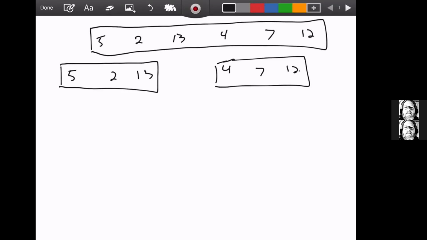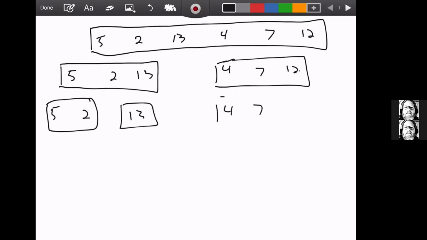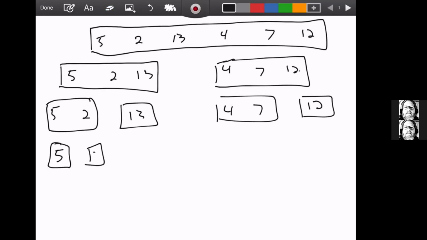Our base case is when we have 1. So we need to do it again. We divide this up into 5, 2, and this one just into 13. We divide this one up into 4, 7, and then a 12. We divide this one up further into a 5 and a 2. And this divides up into a 4 and a 7. So now we have to start merging them back together.